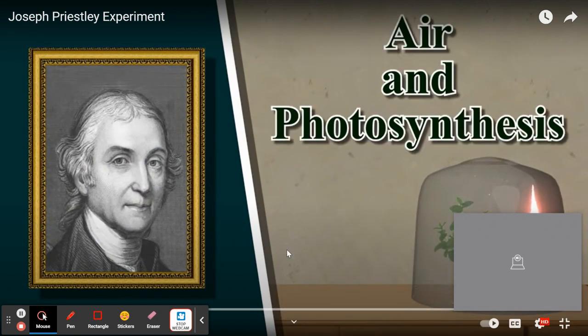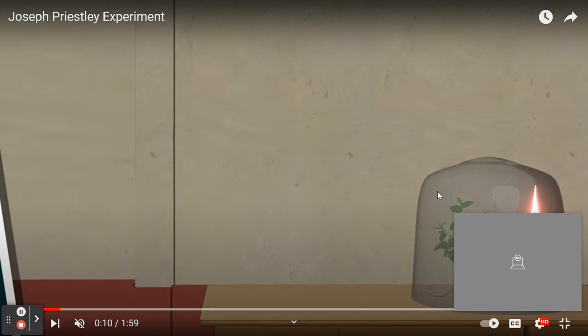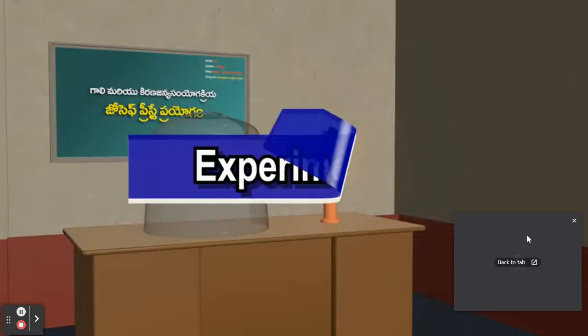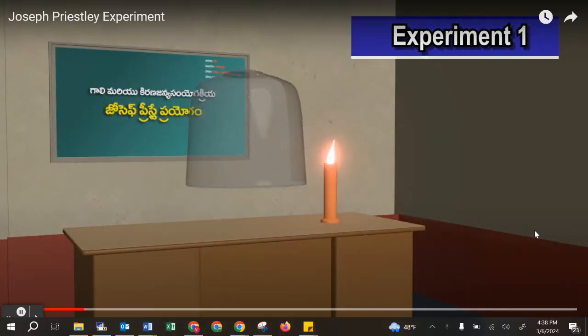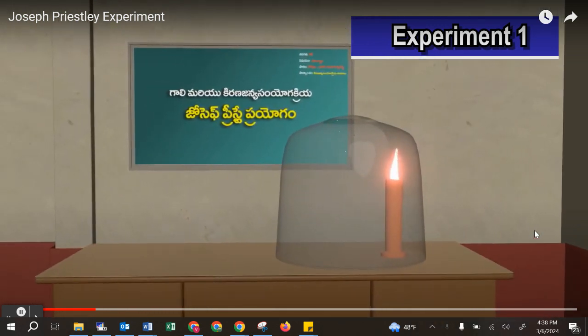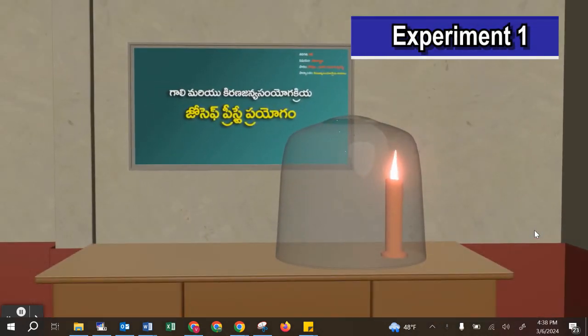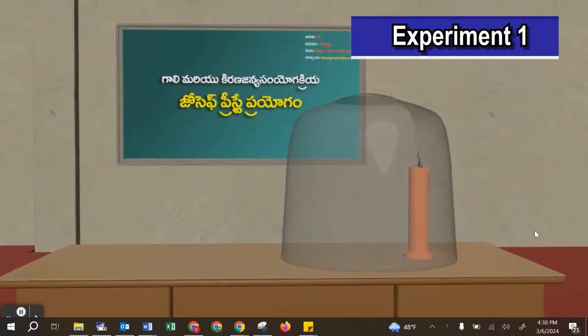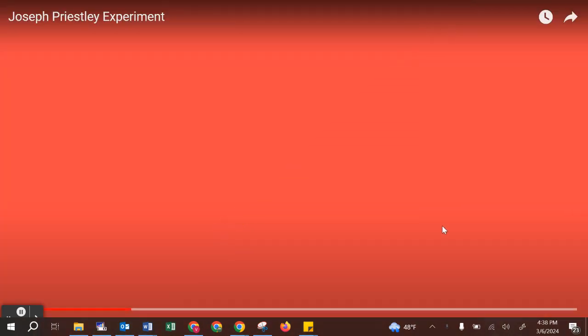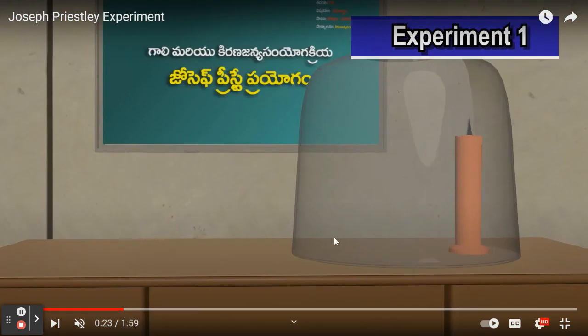Okay, this is Joseph Priestley, the person that we were talking about. There you go. In experiment 1, Joseph Priestley covered a lit candle with a big glass jar. Do you see how the candle became extinguished? Like there is no longer a flame ignited on the candle. Describe why. Why is there no longer a flame in that candle or coming from that candle?